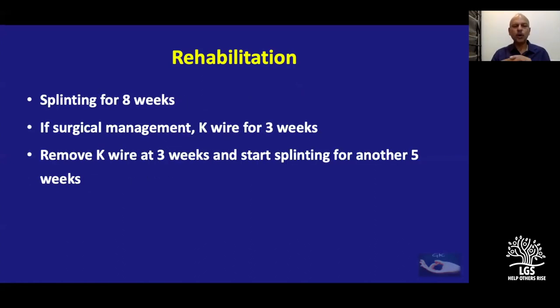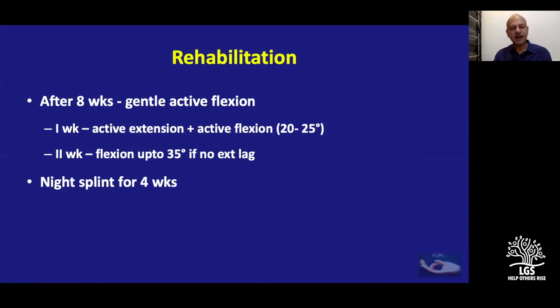That is because we don't want to keep the K-wire in for more than 6 weeks if you suspect that it can get infected. The K-wire exit site is a potential site for getting infected. If you feel it can get infected, you can always remove it, but immediately it should be replaced with an external splint. After 8 weeks, we start gentle active flexion.